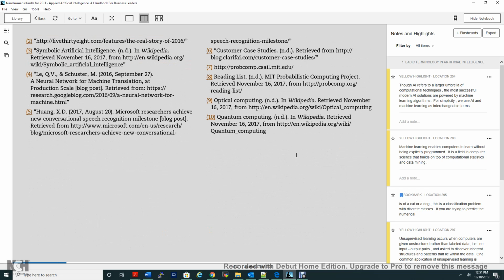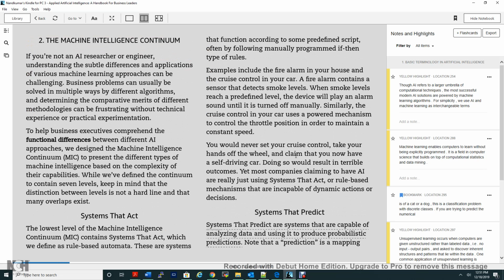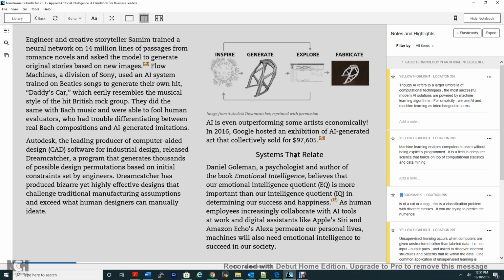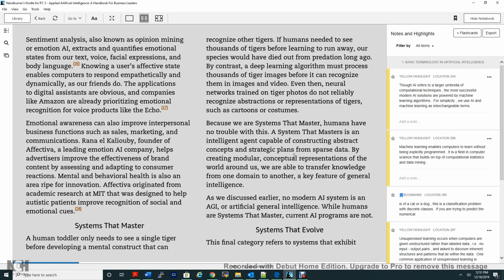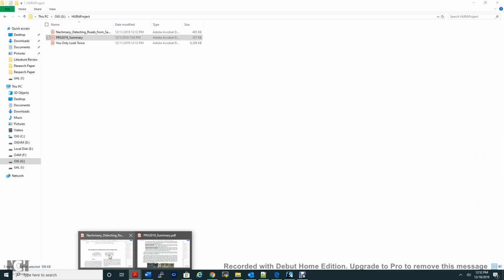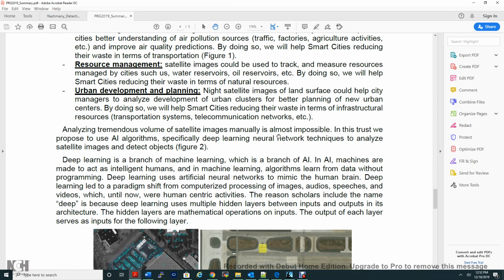The next thing is systems that act, systems that predict, and systems that learn, which is how AI systems basically work. A system that acts means the responses of the system. A system that predicts is analytical based. There are also systems that master and systems that evolve. These are a few things I need to learn more about. One more thing I went through, which you mentioned: deep learning is a branch of machine learning, which is a branch of AI. That's what I explained thoroughly, going through line by line here.